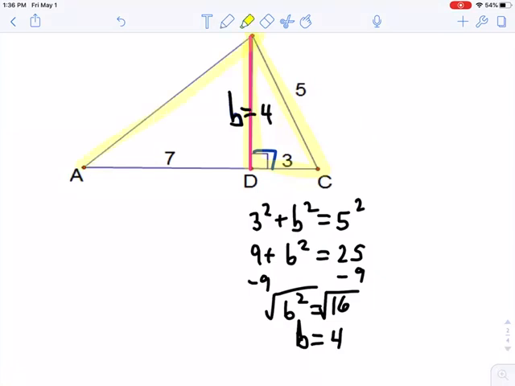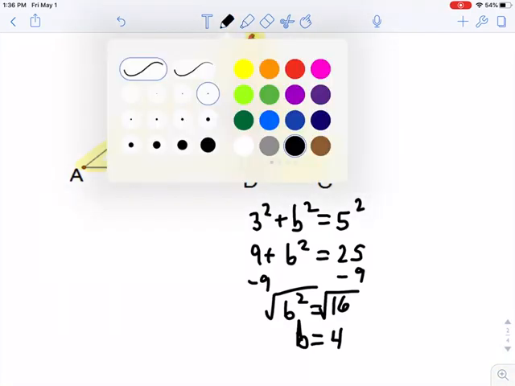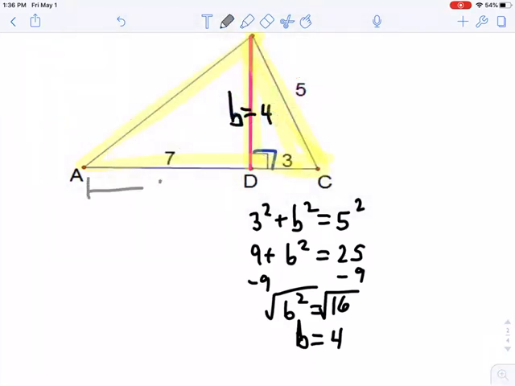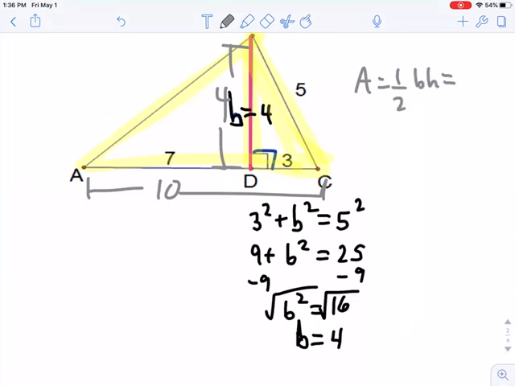Alright, so in terms of this whole triangle, I now know the base. The base is 10. The height is 4. The area of a triangle is 1/2 base times height. It's going to be 1/2 times 10 times 4, which is going to give me 40 over 2, which is 20.